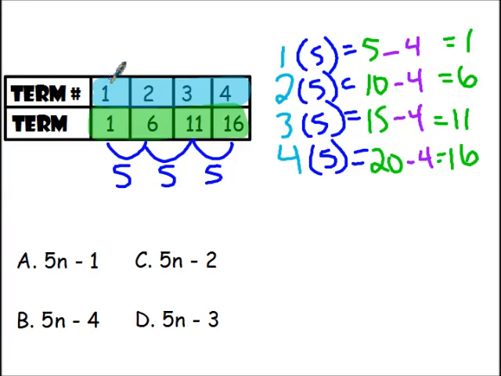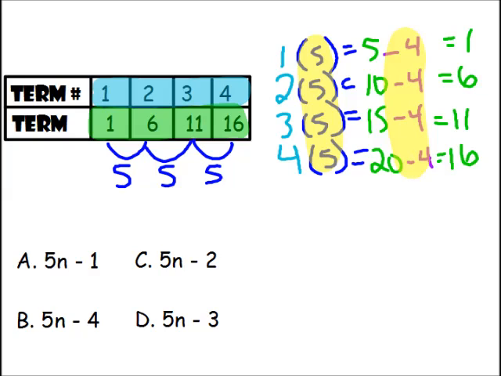Alright, so we have our term numbers 1, 2, 3, and 4 lined up. Our constant difference is 5, so we multiply each one by 5. We get 5, 10, 15, and 20. We are looking to get 1, 6, 11, and 16. What do we need to do to get from 5 down to 1? Subtract 4. From 10 to 6, subtract 4, and each time you're subtracting 4. So our pattern rule, we're multiplying by 5 and then subtracting 4.